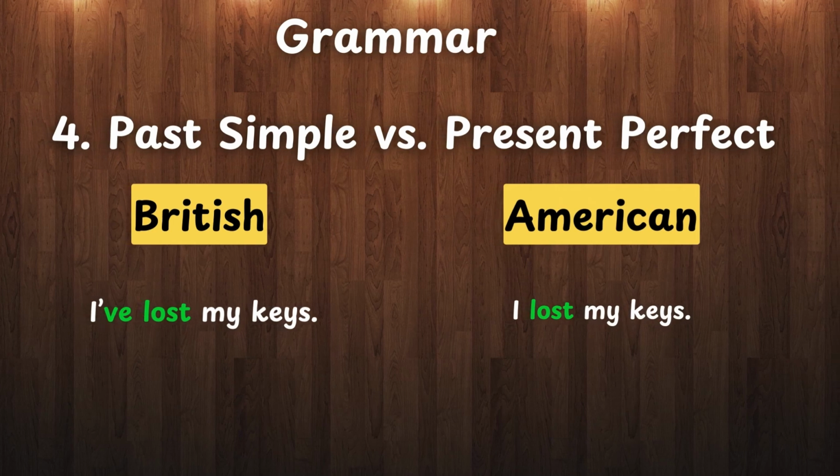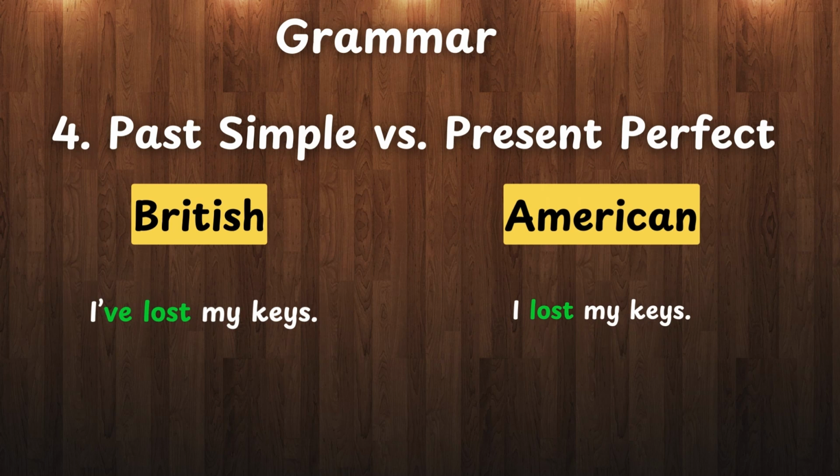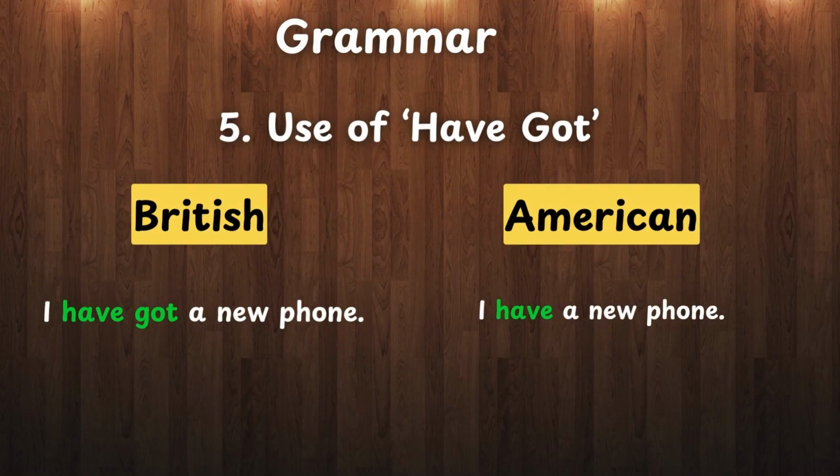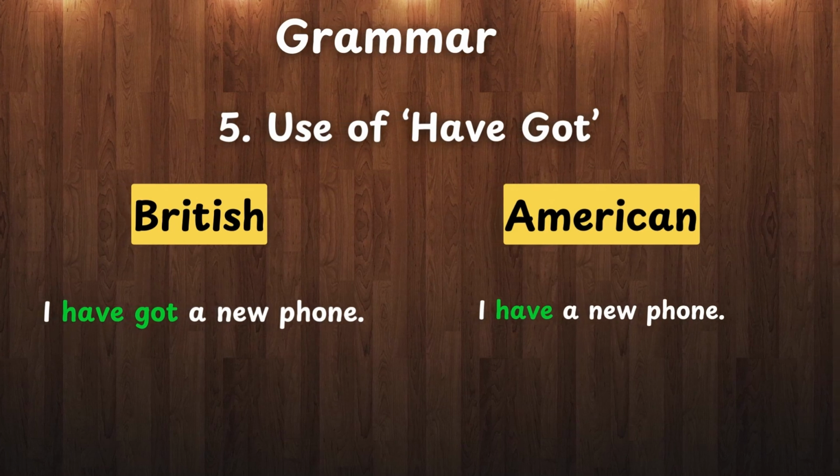Next is the past simple versus present perfect. In British English we say I have lost my keys, and in American I lost my keys. British English often uses the present perfect tense for actions that have relevance to the present moment, whereas American English uses the simple past. And next is a difference in the use of have got. In British English we say I have got a new phone, and in American English we say I have a new phone. Because British English commonly uses have got to indicate possession, while American English simply uses have.